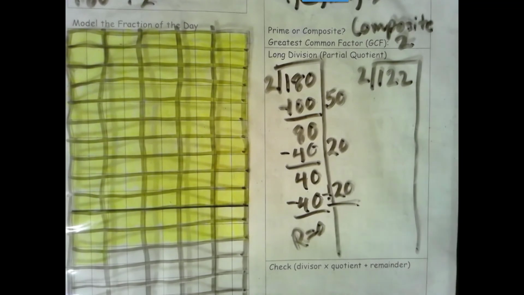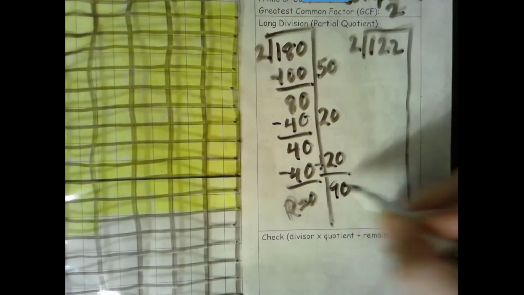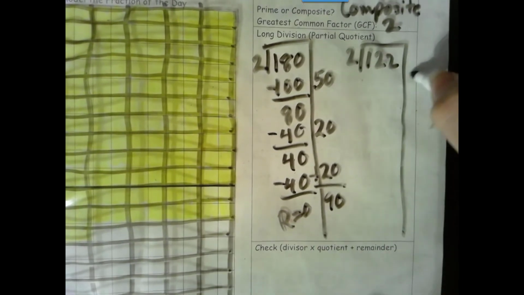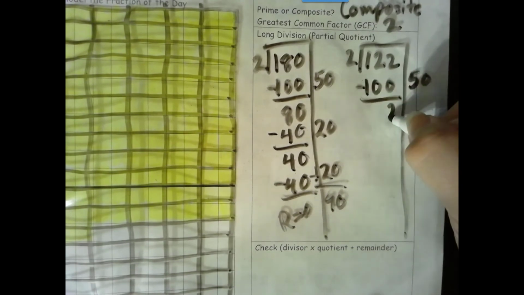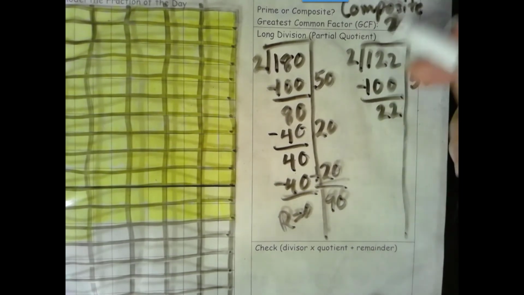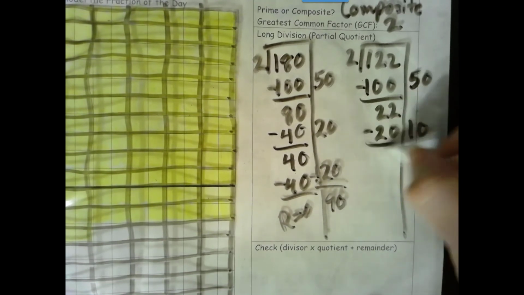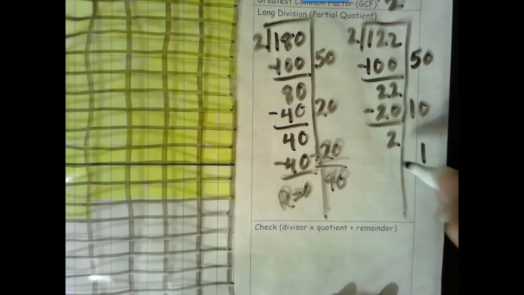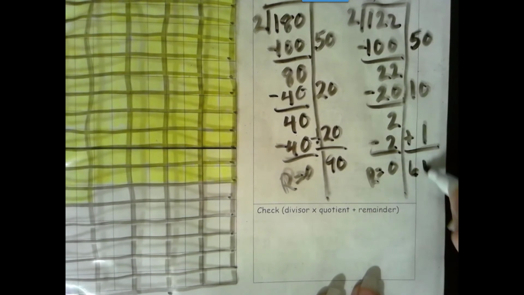Add our partial quotients together. 50, 60, 70, 80, 90. Here, 2 times 50 is 100. More on top, no need to stop. Numbers the same, zeros the same. 10 times 2 is 20. More on top, no need to stop. 1 times 2 is 2. Numbers the same, zeros the same. Add our partial quotients together. 50 plus 10 is 60, plus 1 is 61.